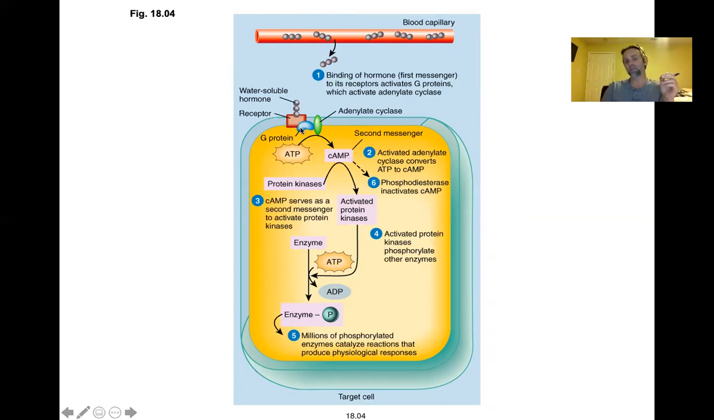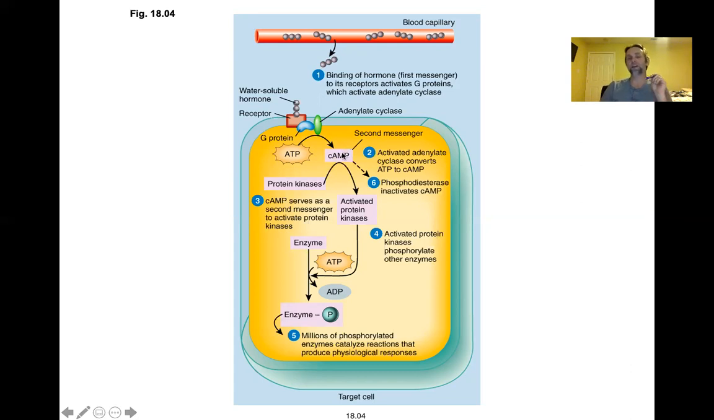That's going to activate the G protein. That G protein is going to activate an enzyme called adenylate cyclase. The job of this enzyme, adenylate cyclase, is to turn ATP into something called cyclic AMP, or cAMP. We call this the second messenger. The first messenger is the hormone itself.